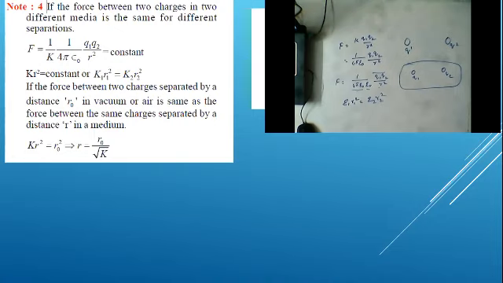So how will the effective distance be found? We already know the formula: epsilon R square is equal to R naught square, and from this we can write R is equal to R naught by root epsilon.